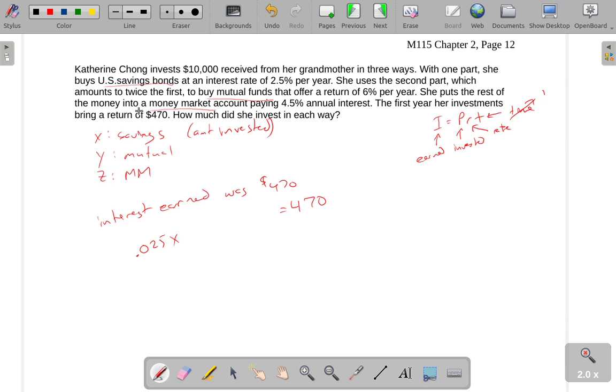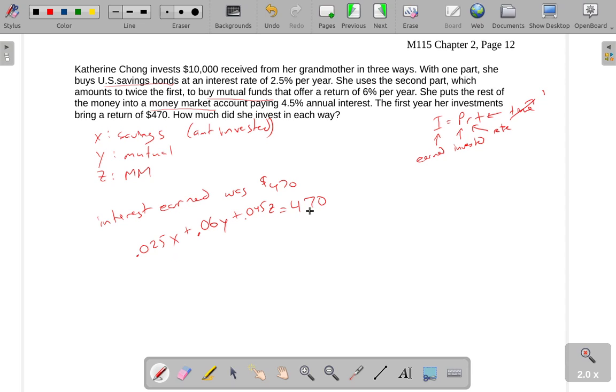The second part earns a return of 6%, so this is 0.06y, and the third part earns, gotta make sure I have the right decimal here, 0.045z. You want to make sure you move your decimal place over the correct number of places there. And also, this would be really wacky if you said 4.5z, because then she's somehow earning 450% interest. If you end up with negative values for the amount invested in one of these, chances are it's something like that. There's some sort of mistake somewhere. All right, in any case, the amount of interest earned was $470.